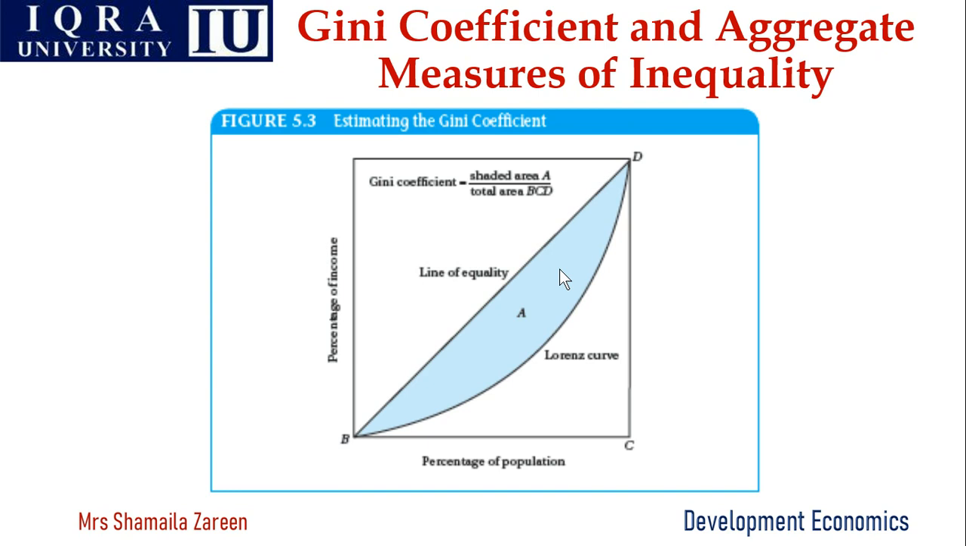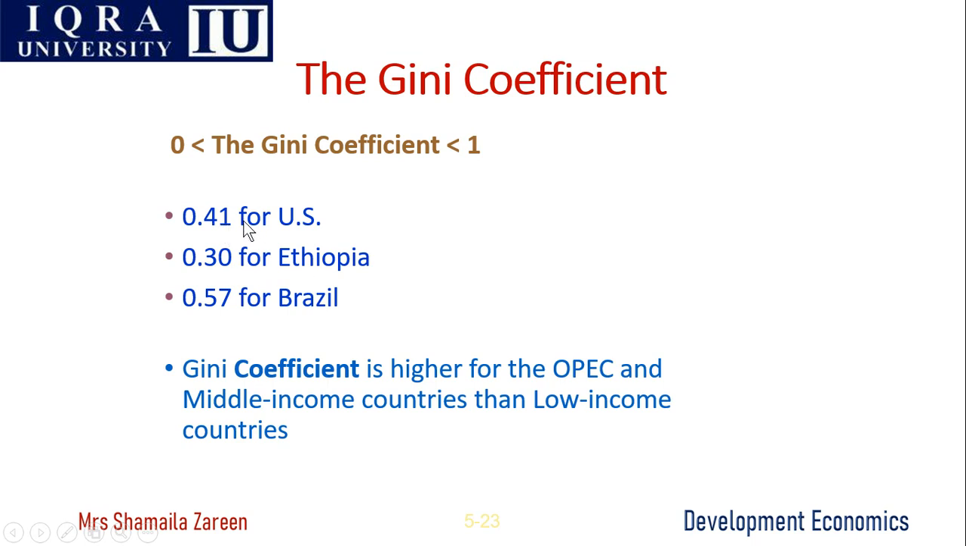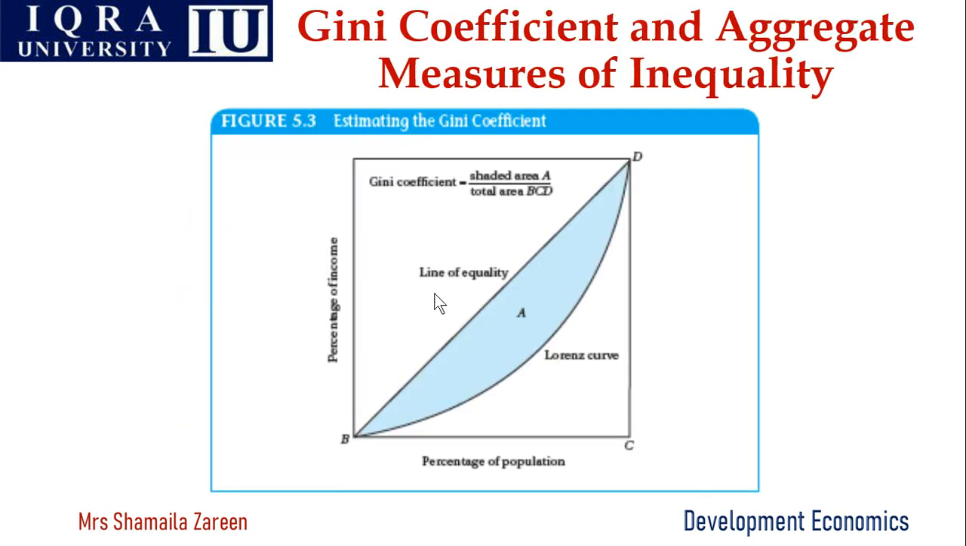The higher the value of the coefficient, the higher the inequality of income distribution. The lower it is, the more equal the distribution of income. If the value of the Gini coefficient is low, it means there will be less inequality, like 0.41 or 0.30. If it is low, the distribution of income is more equal.